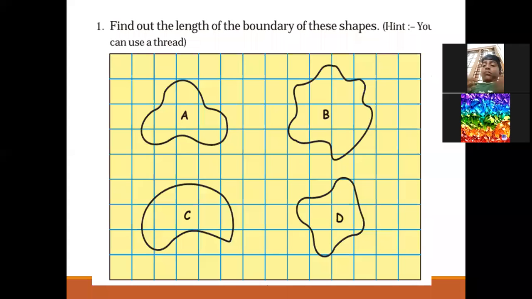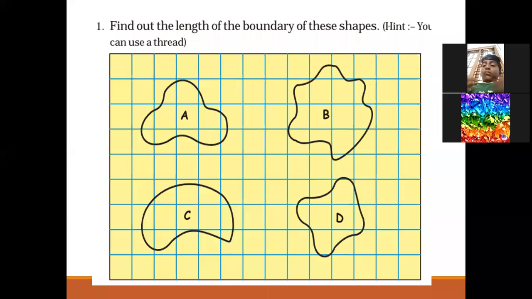Sir, if they are curved, we can find by degree, sir. You have to find the perimeter using thread. Suppose this is the shape. This is not like the ones where we can find easily. This is not a regular shape. Then how to find this? You have to take a thread, keep the thread here, and adjust the thread along the boundary.